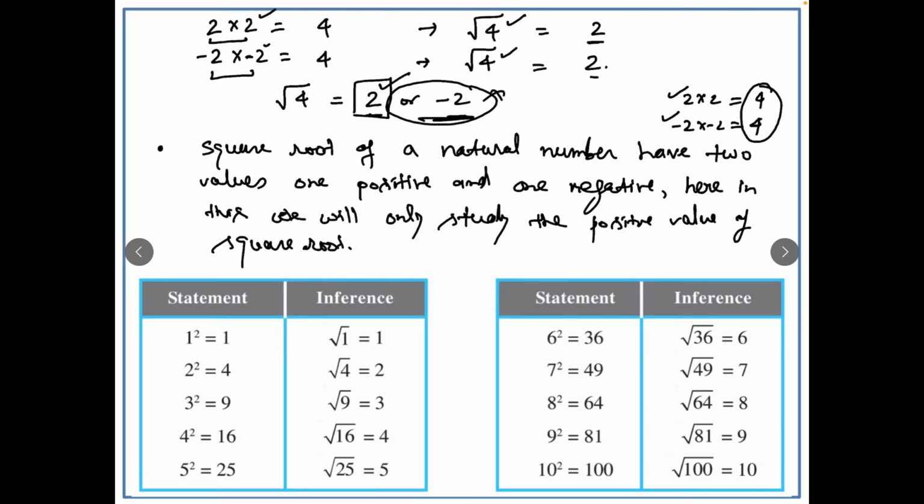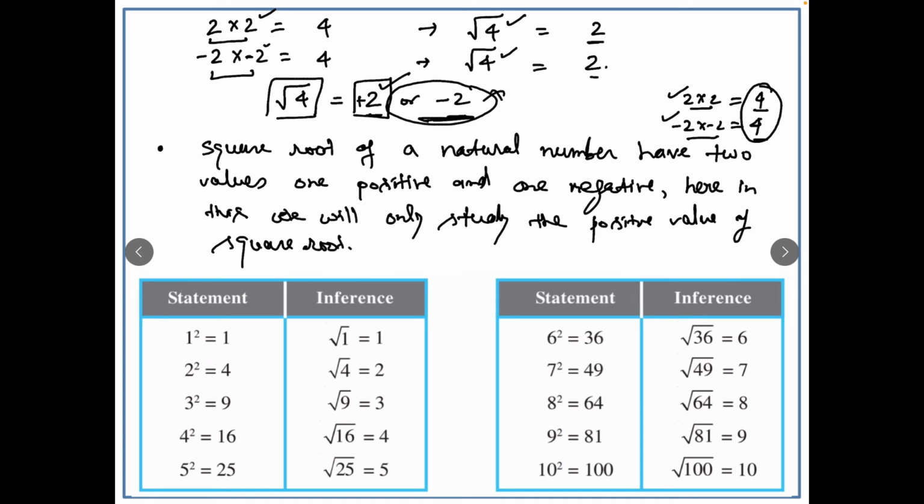Okay, like I said, if you multiply two positive numbers, you again get a positive number. If you multiply two negative numbers, we'll again get a positive number. So when you find the square root of a positive natural number, its square root will have two values, one positive and one negative. But in class 8 we will only consider the positive value, and ignore the negative value. But this negative value is also there. We'll study about that in the higher classes.